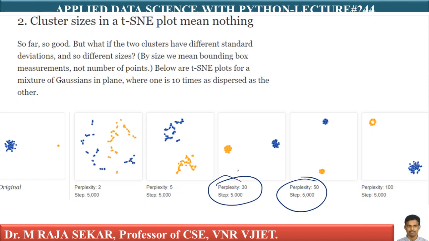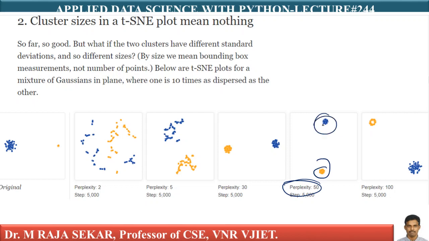They look good, but there is one big catch here. If you see the shapes of my clusters, the orange points and my blue points, both of them typically have the same density. Just see, for perplexity 50, my orange points and my blue points typically have the same density. But in my original data set, observe here, my orange points are much more dense, and my blue points are much more sparse.